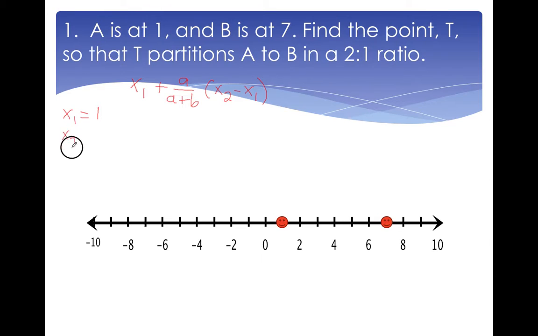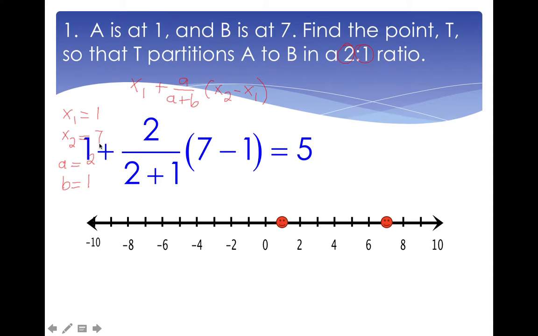Our x2 is represented by the point 7. Our A is represented by the number 2, because that's what our first ratio is. And our b is represented by the number 1, because that's what the second part of our ratio is. And so now I just plug them in. So when I plug them in, let's look and see what we get.